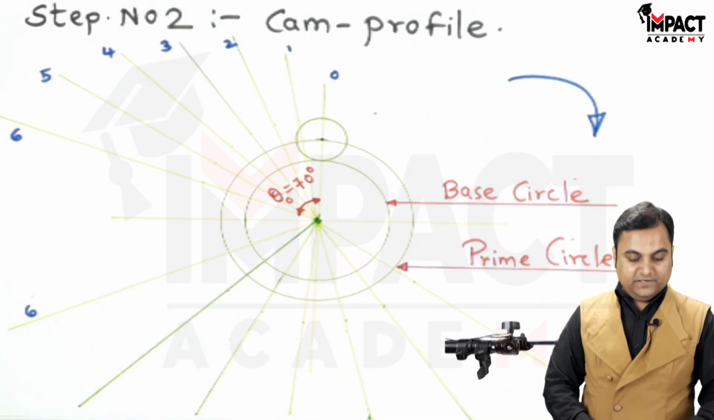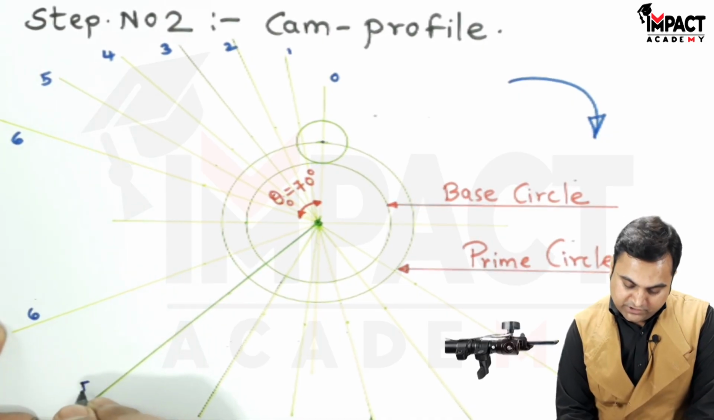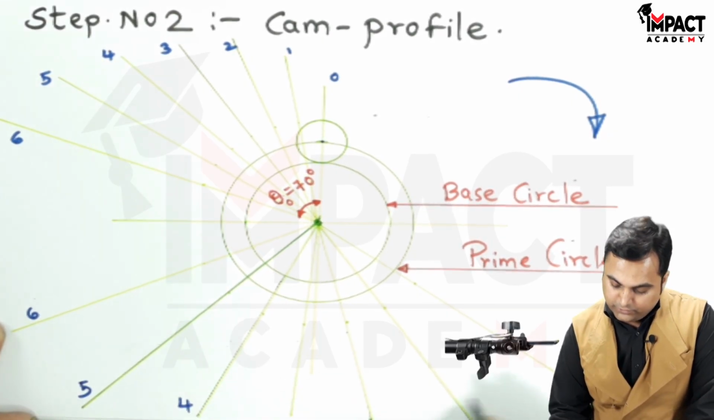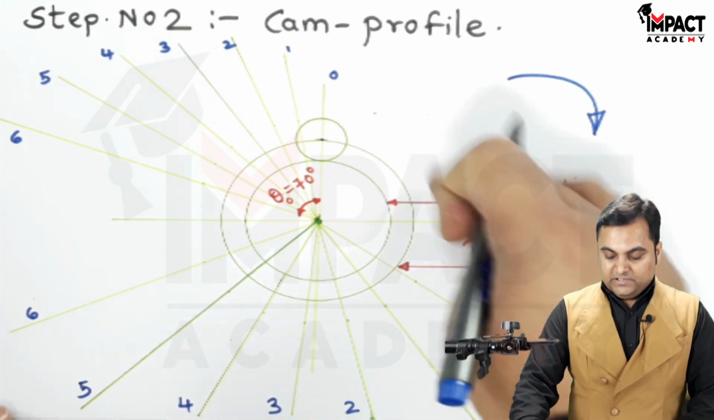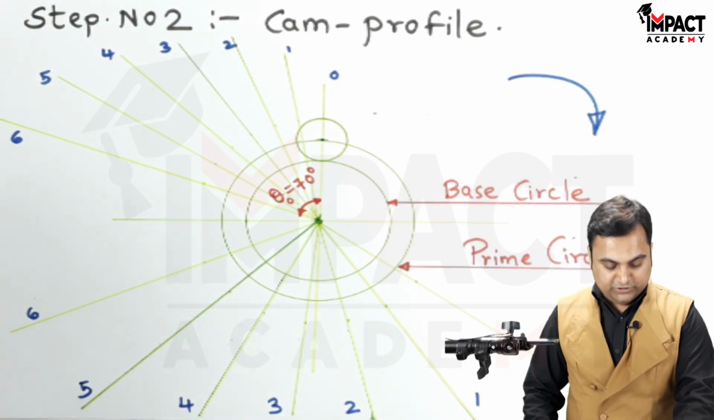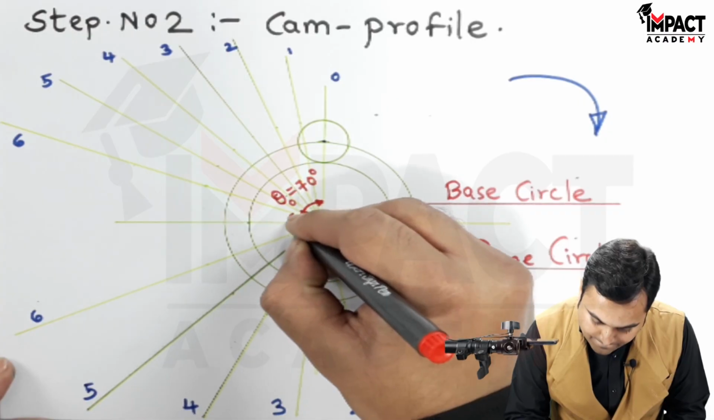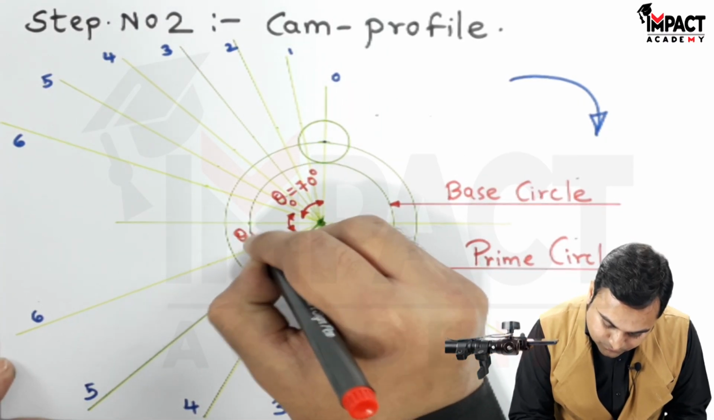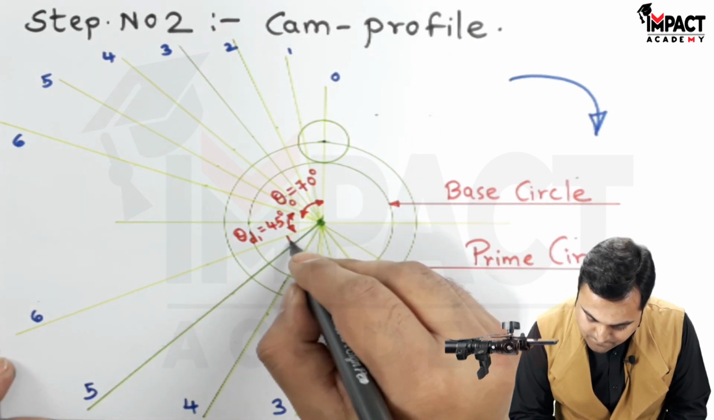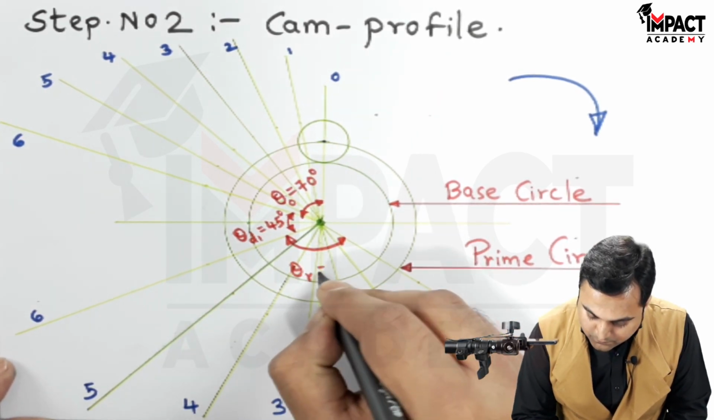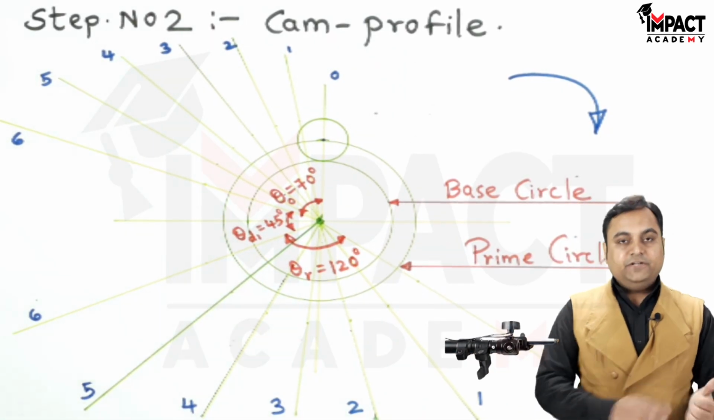Now once I have divided the angle of the return stroke, giving the notations to these lines in the reverse order, and the remaining part is the remaining dwell, which is of 45 degrees as mentioned in the problem. Marking all the angles here, giving the dimensions. And the remaining is the dwell. Now I need to plot the points.